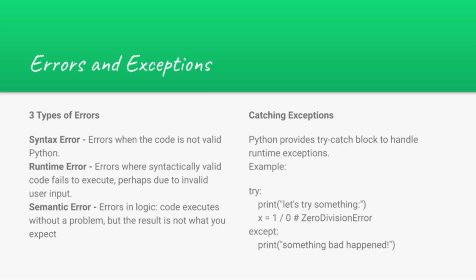Semantic errors are errors in the logic of your implementation. Everything runs fine, except that you don't get the output you want. These can sometimes be very hard to debug. In order to be able to handle runtime exceptions, you can bundle your code in a try-catch block. An example of a try-catch block is shown in the slide.